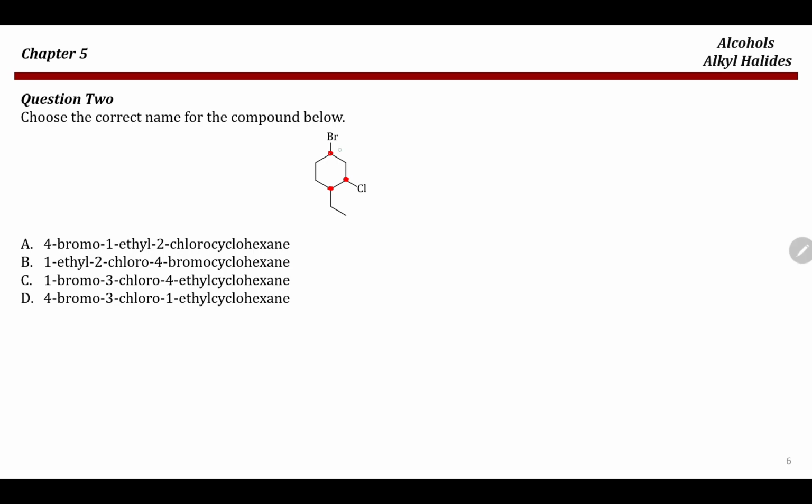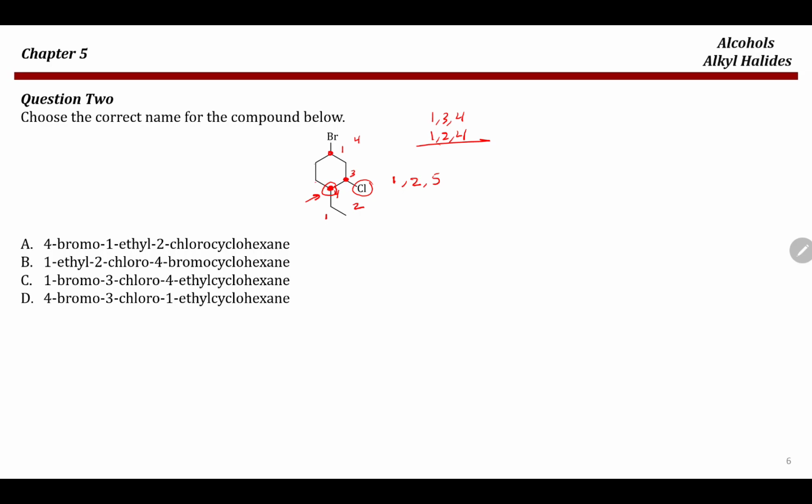Regarding numbering, if you start counting from here, the numbers will be 1, 3, 4. This is one option. And then if I start counting from the ethyl group, from here, the numbers will be 1, 2, and 4. So the first set is 1, 3, 4. The other option is 1, 2, 4. And then one more option is if I start counting from chlorine, this is going to be 1, ethyl will be 2, and then bromine will be 5. So definitely the smallest set of numbers is this 1, 2, 4.